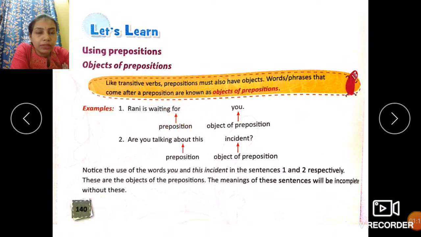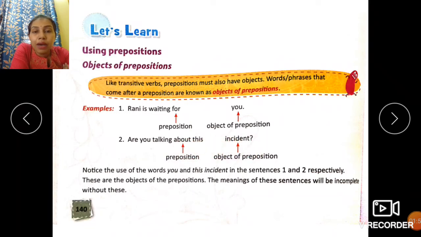Now, children, you know that when we ask a question with what or whom to the verb, when we get the answer, that particular answer becomes the object of the sentence. So here, Rani is waiting for whom, or for whom is Rani waiting? When we ask the question to the verb here, we get the answer you, which is the object of the preposition for.